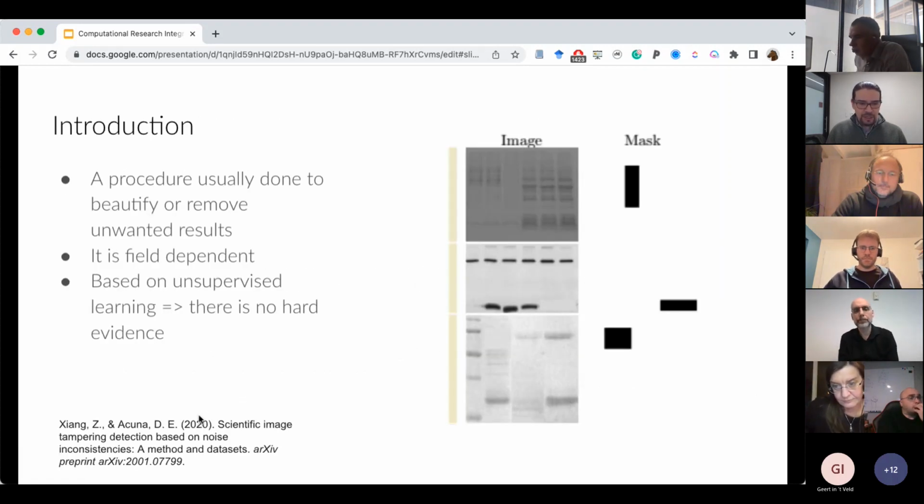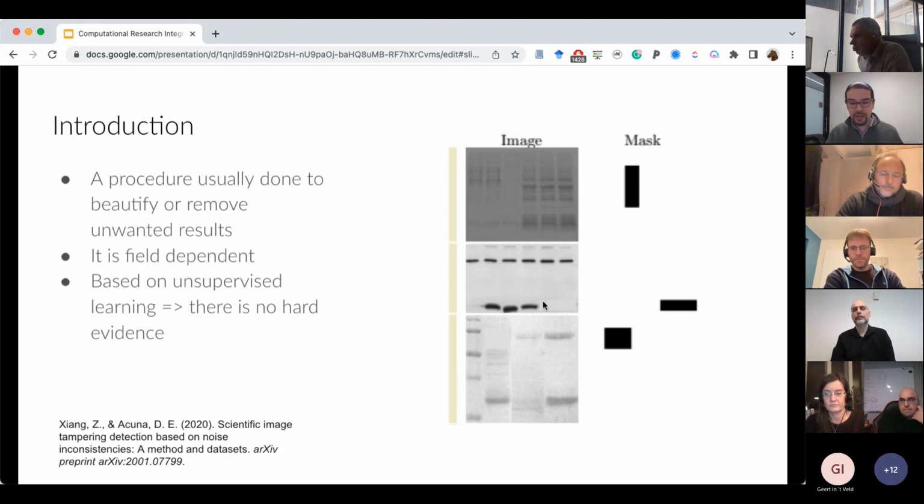All right, so image manipulation is another problem, and here I claim that it's much harder because there is no hard evidence. You have someone who is taking an image and manipulating it, but you need someone who is an expert in the technique. In this case it's a Western blot. You need an expert in this technique to understand that these manipulations, and the way that it's being manipulated, are not okay. So you should detect them.